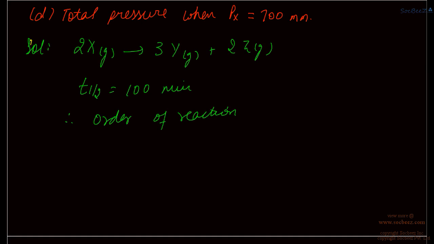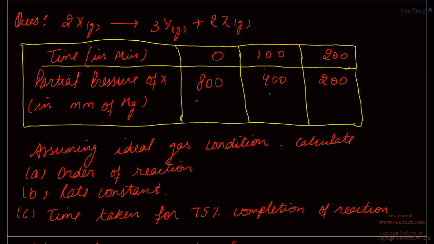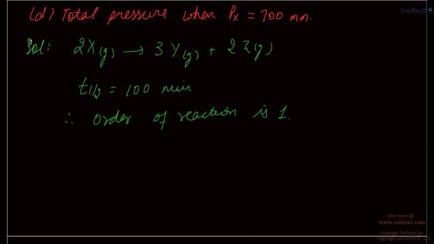Therefore, order of reaction is 1, because T half is constant, it is not dependent on the concentration or pressure of X at a particular instant. Just observe it, after 100 minutes, partial pressure gets halved, and after a further 100 minutes, it gets again halved to that of the value at T equals 100. So half-life of this reaction does not depend on the partial pressure of X at any time. So the first part has been solved.